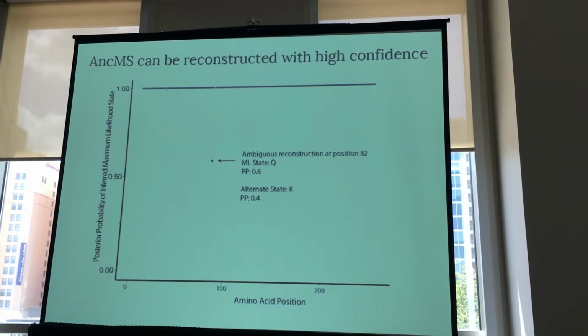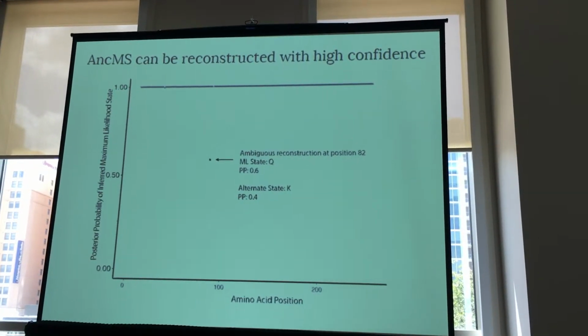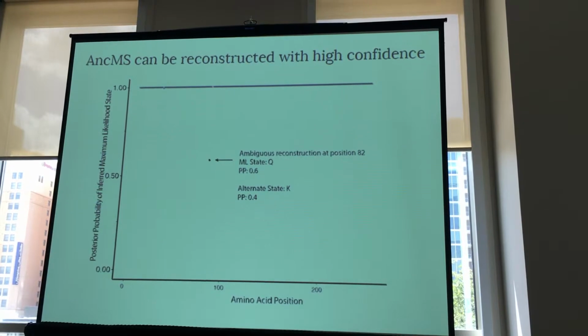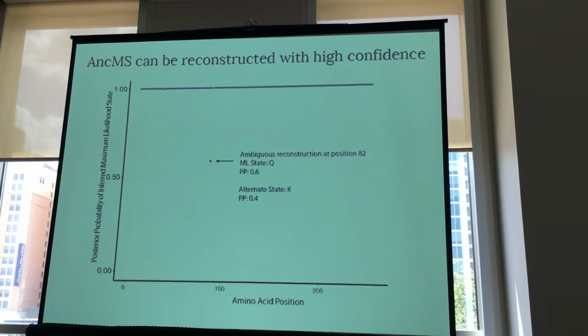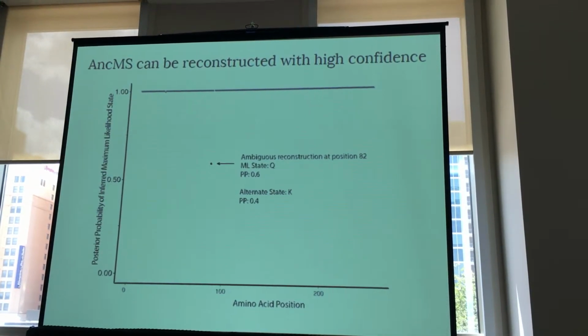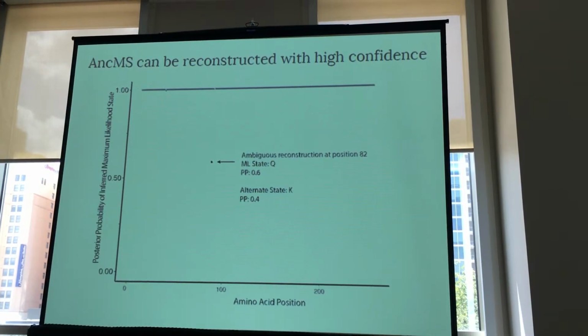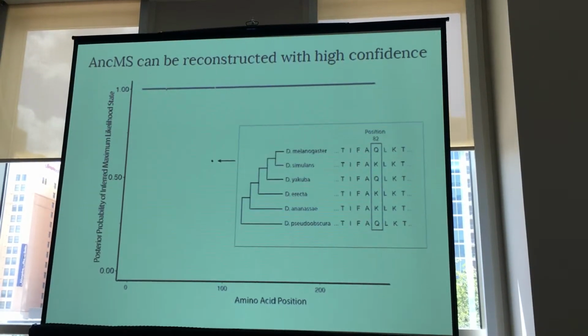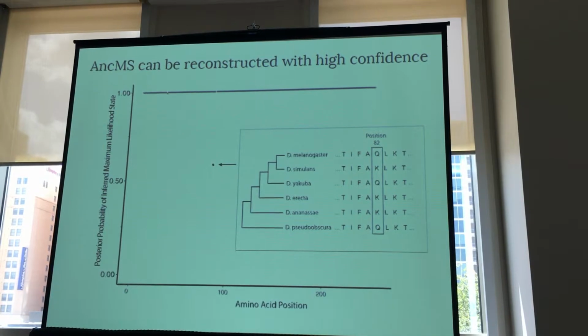And just to show you, we can reconstruct the ADH protein with really high confidence. There's only one ambiguously constructed site, and the alternate state makes it identical in sequence to the simulans protein. And this site just toggles between two states across the Drosophila phylogeny.